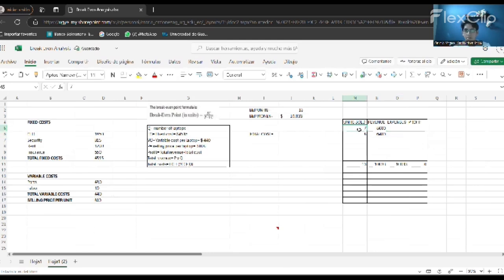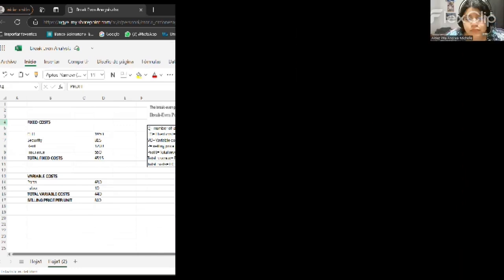And now we can drag these numbers to see other cases, other revenues, and that is my part. My partner is going to explain the expense and the profit. Thank you.